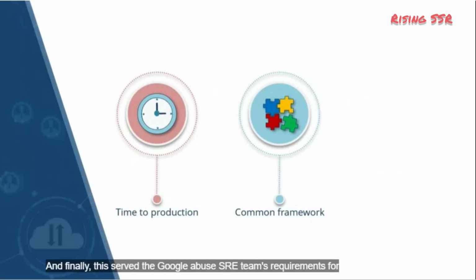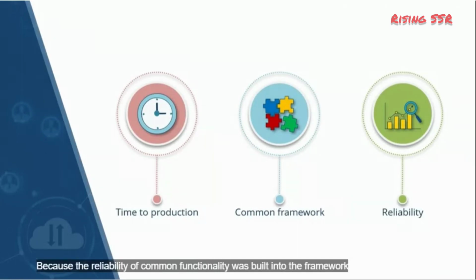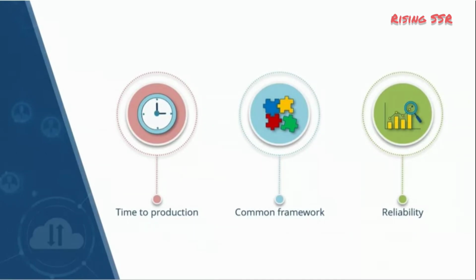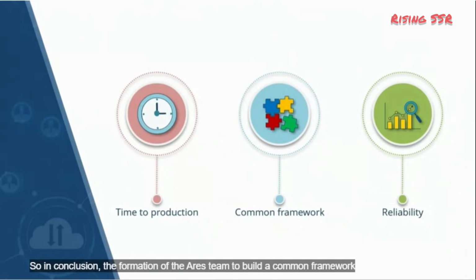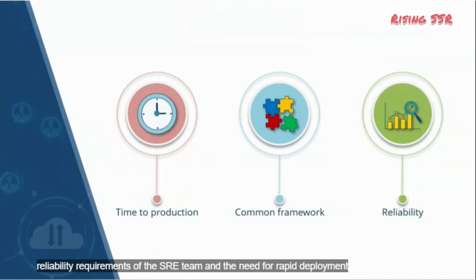And finally, this served the Google Abuse SRE team's requirements for reliability, because the reliability of common functionality was built into the framework and not spread throughout the various services. So in conclusion, the formation of the ARES team to build a common framework is a great example of how a common framework can help bridge the gap between the strict quality and reliability requirements of the SRE team and the need for rapid deployment that is often the concern of support teams like the CAT team.